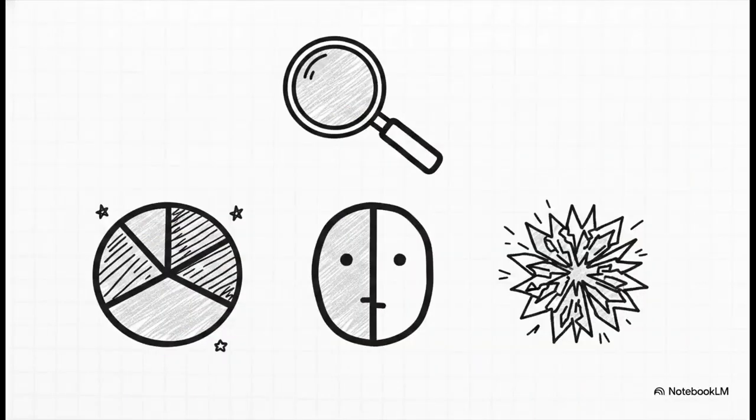So, I want to leave you with this little challenge. Next time you're outside and you look at a flower, don't just see the color. Look a little closer. Can you spot its invisible plane of symmetry? Is it a pie? Is it a face? Or is it a rule breaker?